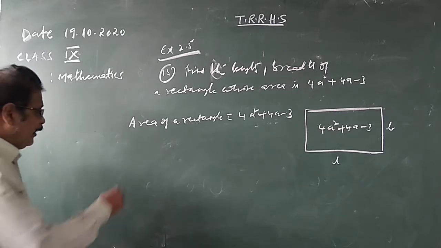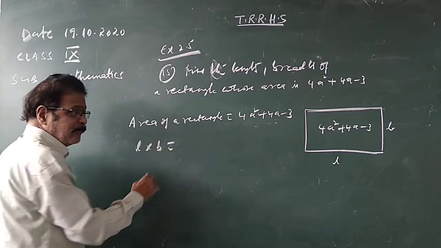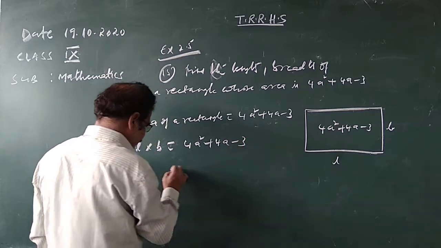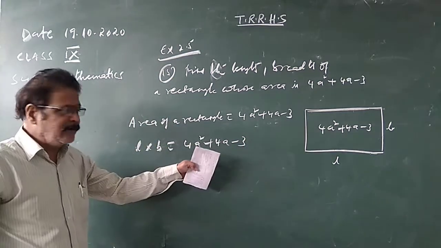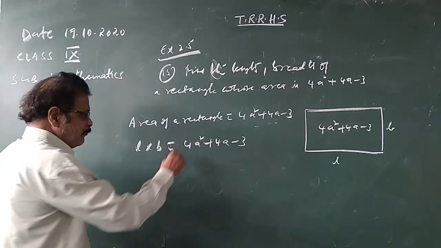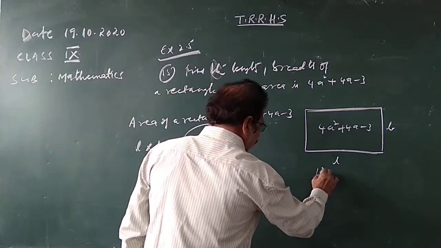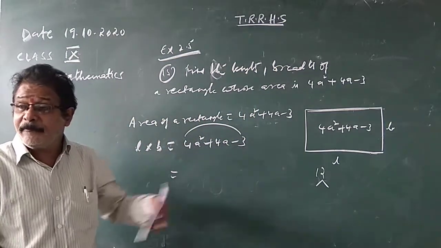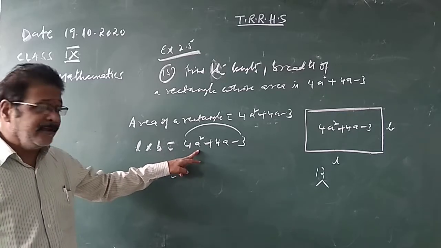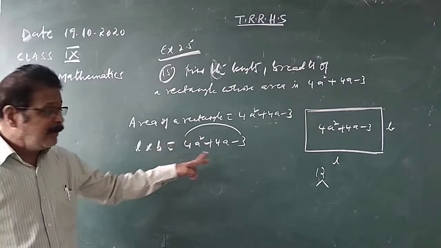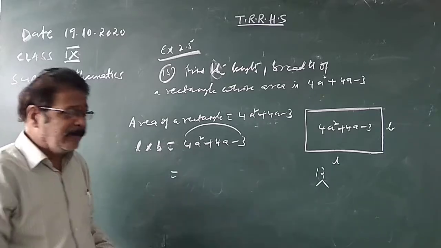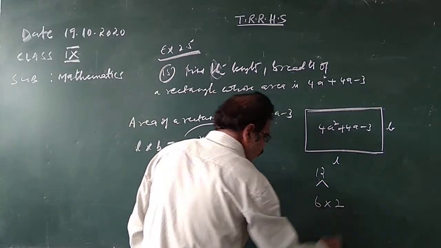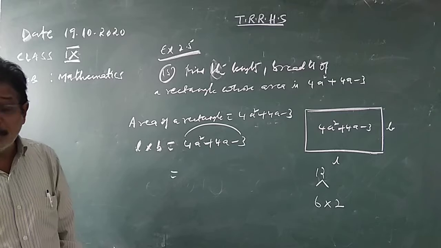Area of rectangle formula: L into B is equal to 4a square plus 4a minus 3. This is also the product of two measurements, so you can write it that way. Factorize 4a square plus 4a minus 3. You already know the rules of factorization. Multiply the second degree coefficient and the constant term. The coefficient of a square is 4, and the last term is minus 3. 4 into 3 is 12. So split 12 into factors, 6 into 2. I write 12 as 6 into 2.